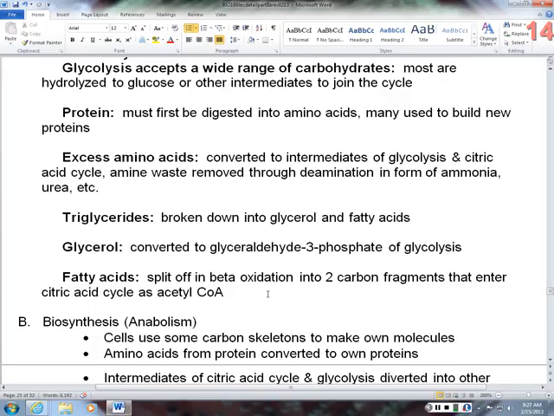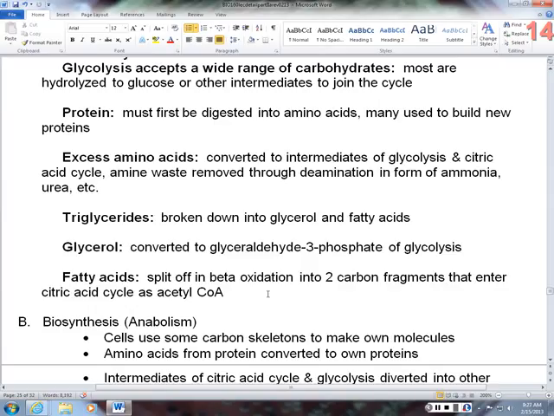So if you consume a glucose, you have to go 2 turns of the cycle to burn that up. If you consume a triglyceride, it's going to be 24 turns of the cycle. That's why fats have so many more calories in them than carbohydrates do, because there are more carbons that you have to break off in that cycle.